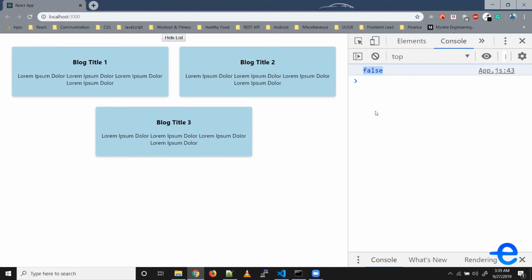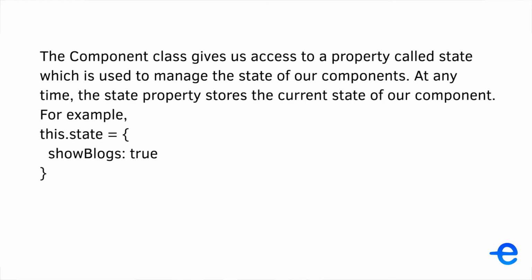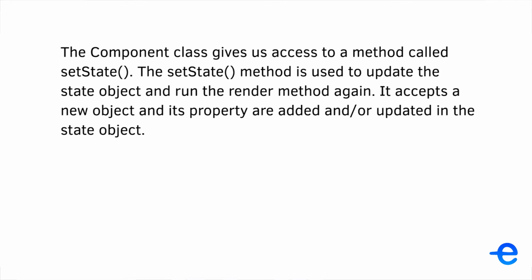If you remember, when we added the render method, I told you this method needs to be called every time the component is created or updated. To manage the state of our components, the component class gives us access to a property called state, which stores the current state of our component, for example, storing the value of show blogs, which could be either true or false. It also gives us access to a method called setState. This method is used to update the state object, and once the state object is updated, it runs the render method. The setState method accepts an object and merges it with the state object.